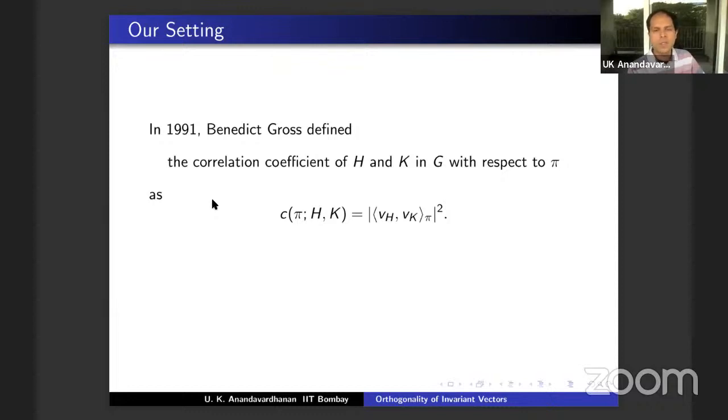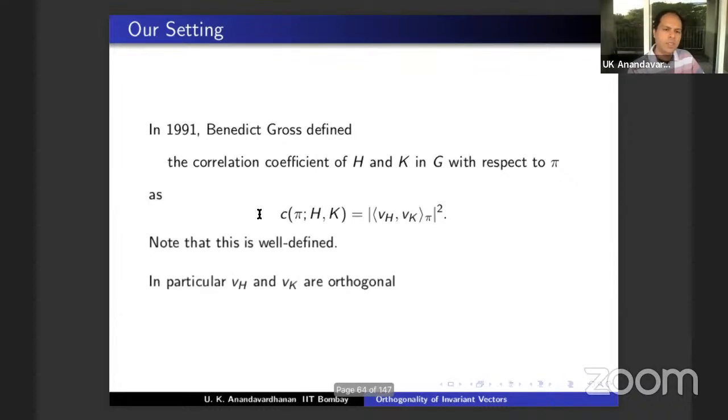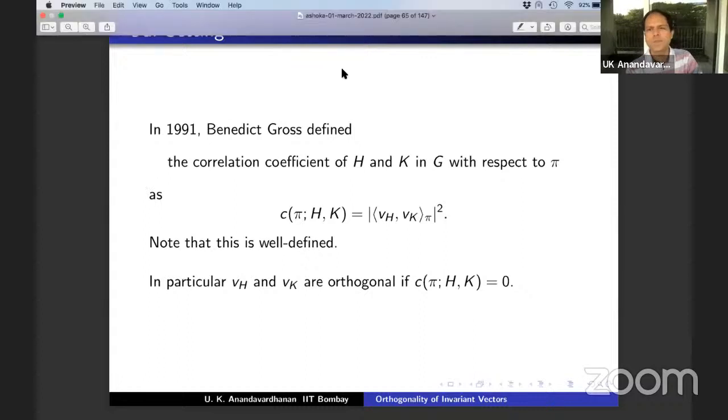Under this assumption that the dimension of H invariant vectors is 1 and the dimension of K invariant vectors is 1, this is called the correlation coefficient of H and K in G with respect to pi. So this is well defined. That's a simple observation, and this seems to be a very interesting thing to look at. In particular, we can study this correlation coefficient, which tells you exactly the angle between these two vectors, not just whether they are orthogonal or not. In particular, VH and VK are orthogonal if the correlation coefficient is 0. So one is interested in looking at this correlation coefficient.